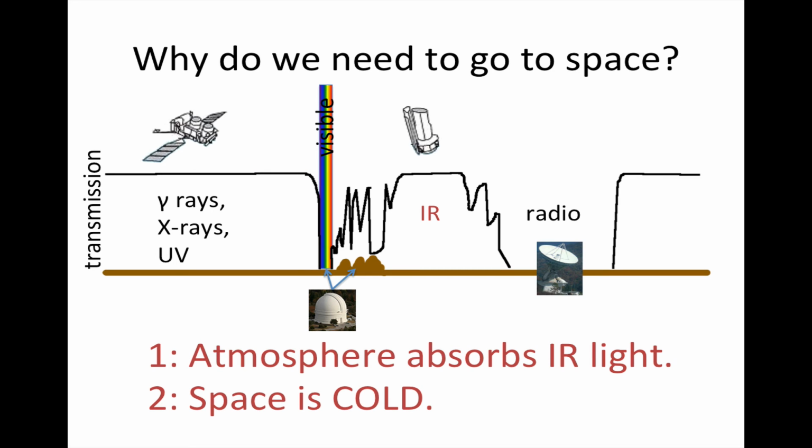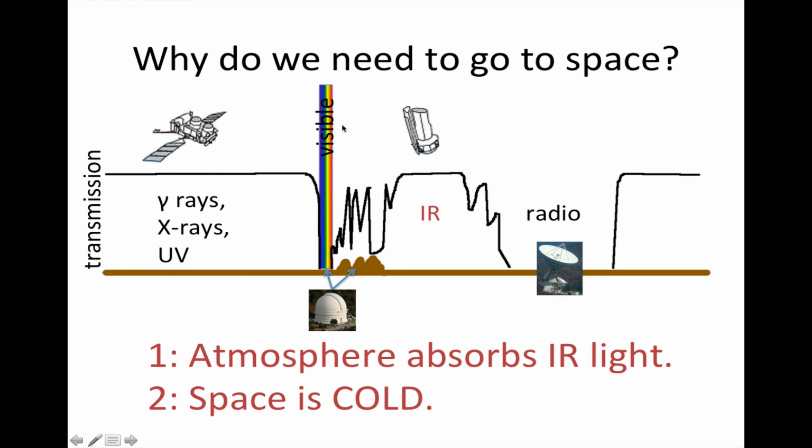Why do we need to go to space to do this? Well, two really big reasons. One is that the atmosphere absorbs infrared light, and the other is that space is cold. For the first point, here I have transmission as a function of wavelength in sort of rough cartoony fashion. If you are a gamma ray astronomer, an X-ray astronomer, or a UV astronomer, you absolutely have to get up above the atmosphere, because the atmosphere absorbs essentially all of the celestial gamma rays, X-rays, and ultraviolet light that come down from these celestial objects.